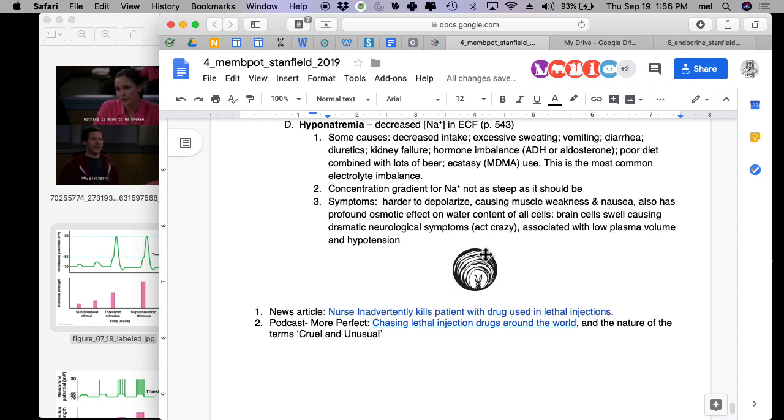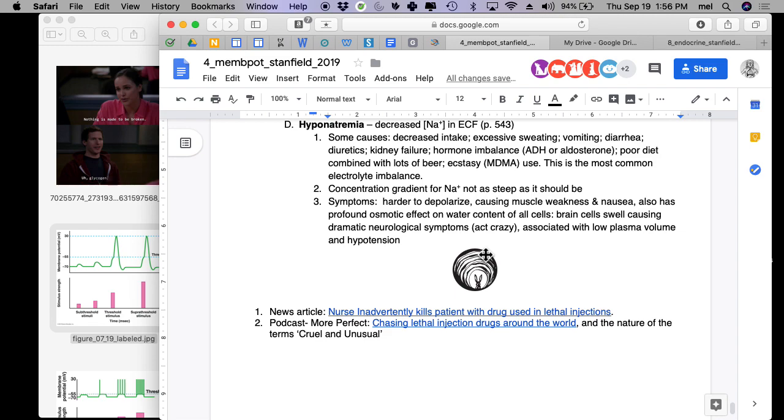Hyponatremia. How much of what where? What do you think? Low sodium, easier. Yeah? Low sodium in the extracellular fluid. How could this occur? Losing too much fluid, of course. That's the major way that it actually does occur.